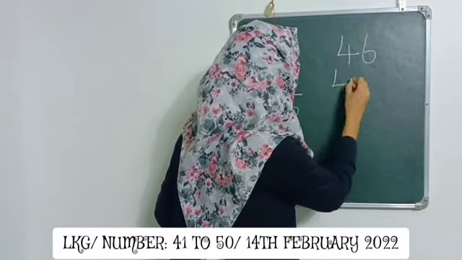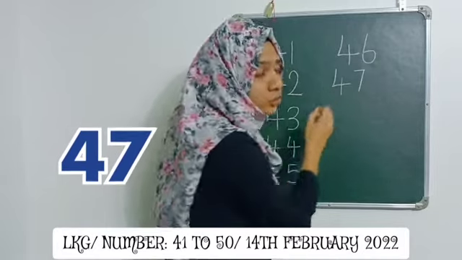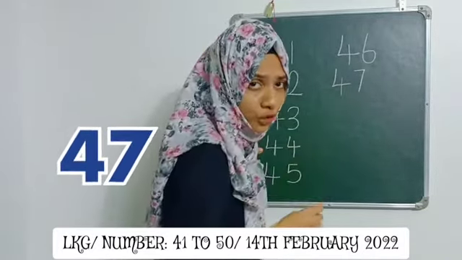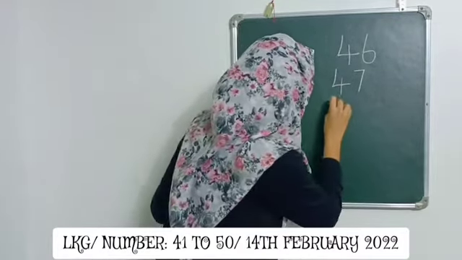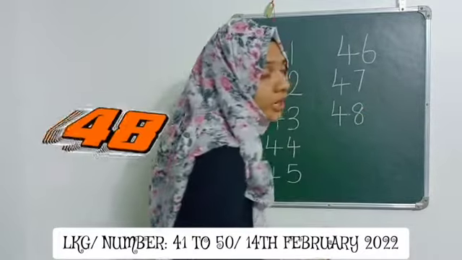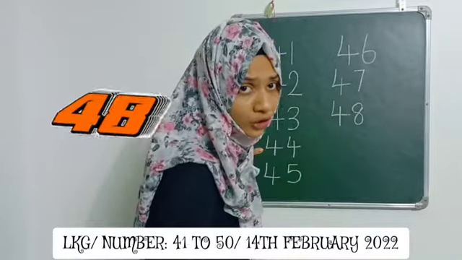The next number is 4, 7. 4, 7 together, 47. What about the next number? Yes, 4, 8, 48. 4, 8, 48.